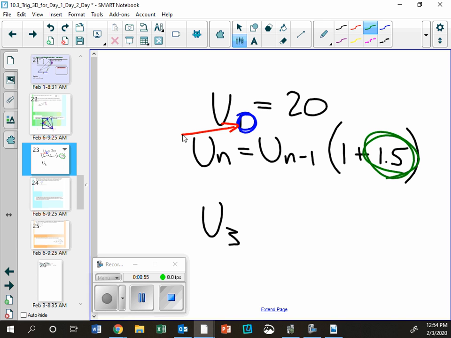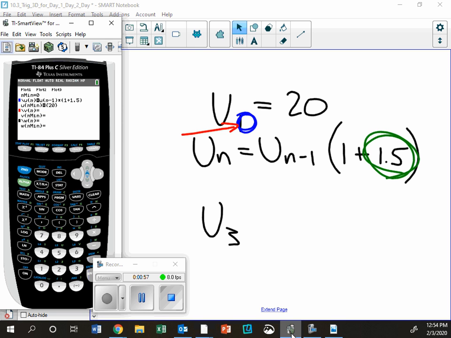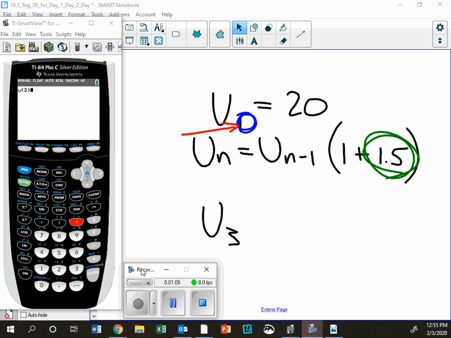So here's me putting it in, and we'll see if you get the same thing I did. I've got it in my calculator already. I'm going to go u, which is right above the 7, sub 3, and the parentheses. Move this over a little bit, hit enter. 312. Raise your hand if you got 312. Okay, awesome.